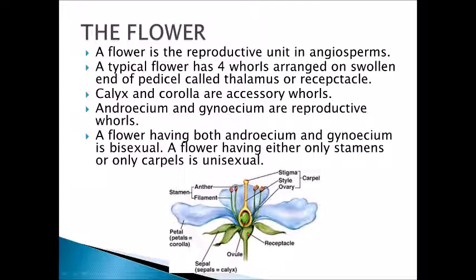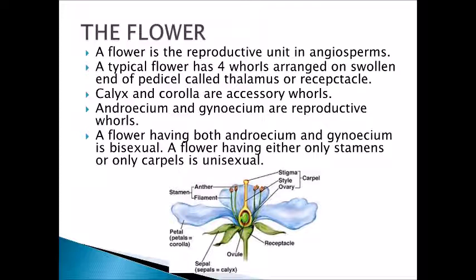Now it has 2 whorls, calyx and corolla. So these green sepals, this whorl is calyx, and the petals which form the next whorl, that is called as corolla. So calyx and corolla, these are accessory whorls. Accessory means they are not directly involved in the reproduction, but they help the process. So they are called as accessory whorls.